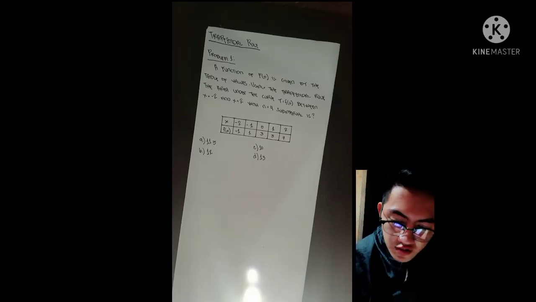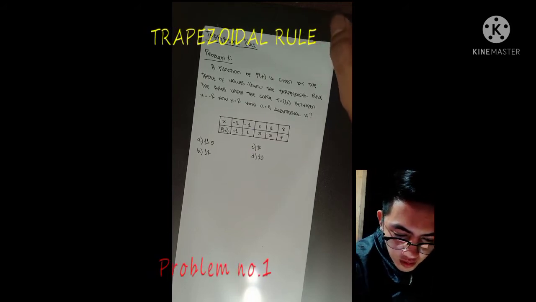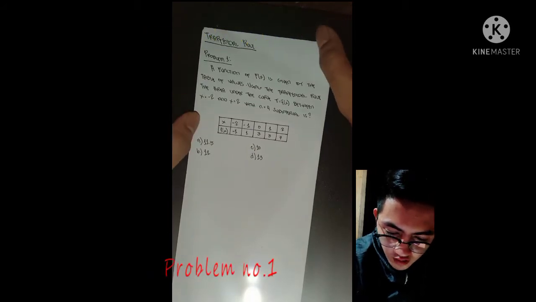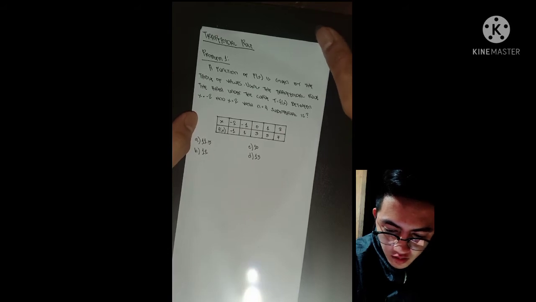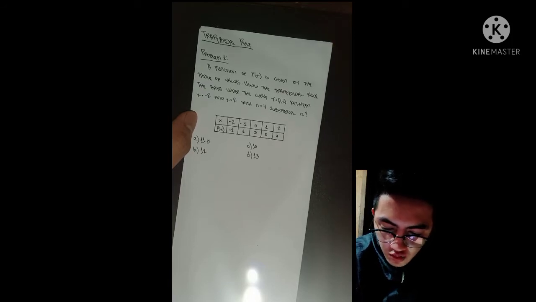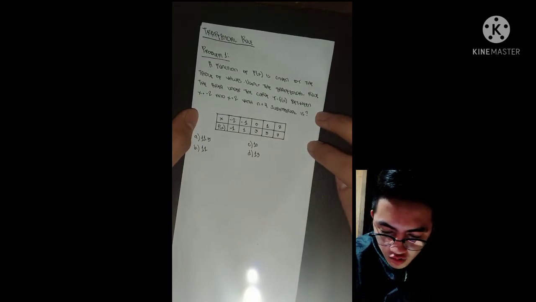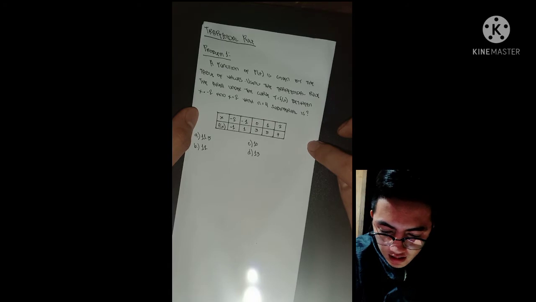So good day. This video is about the trapezoidal rule. In problem number 1, a function f of x is given by the table of values. Using the trapezoidal rule, find the area under the curve y equals f of x between x equals -2 and x equals 2, with n equals 4 subintervals.